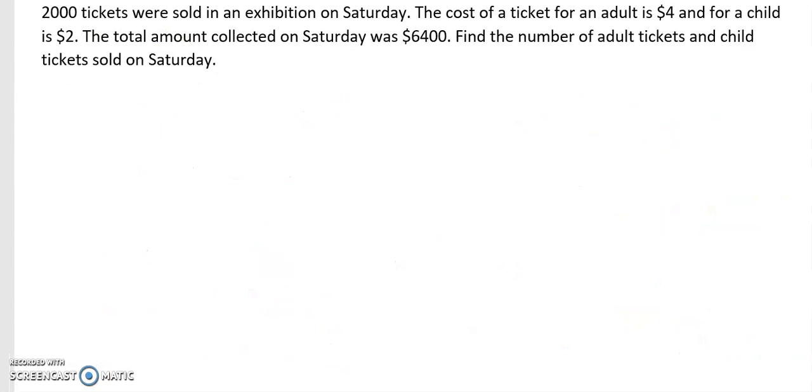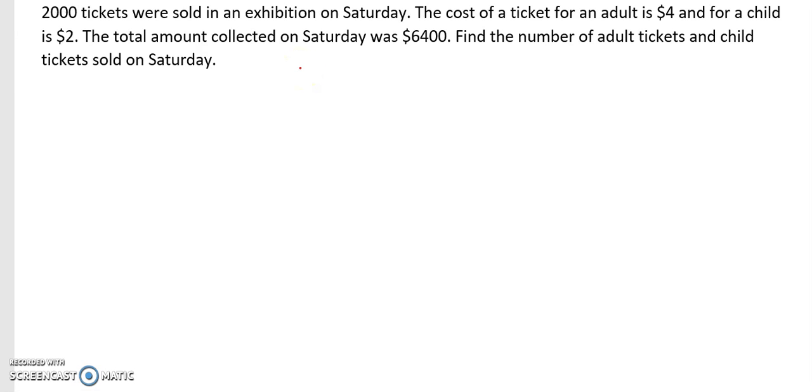Now, without the charts, we can also do this with a set of linear equations. We can solve two linear equations and find the solution that way. Let's take this example. 2,000 tickets were sold at an exhibition. The cost of a ticket for an adult is $4 and for a child it is $2. The total amount collected was $6,400. Find the number of adult tickets and child tickets sold on Saturday.